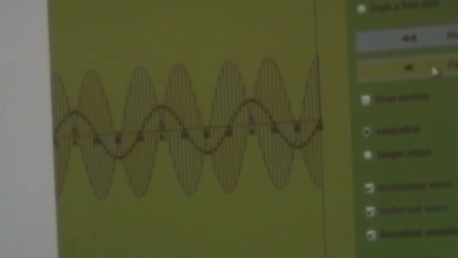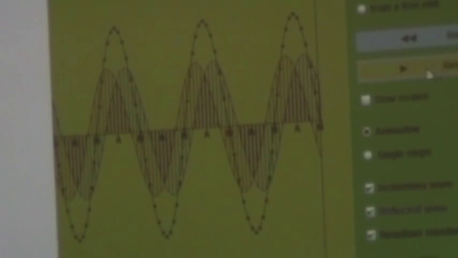So let's look at the node and see what the phase of the waves are at that point.